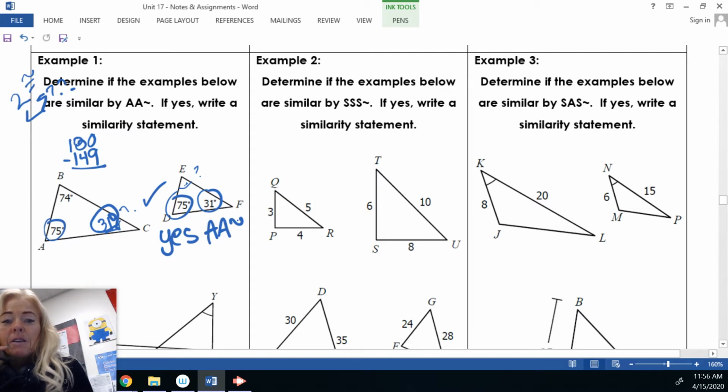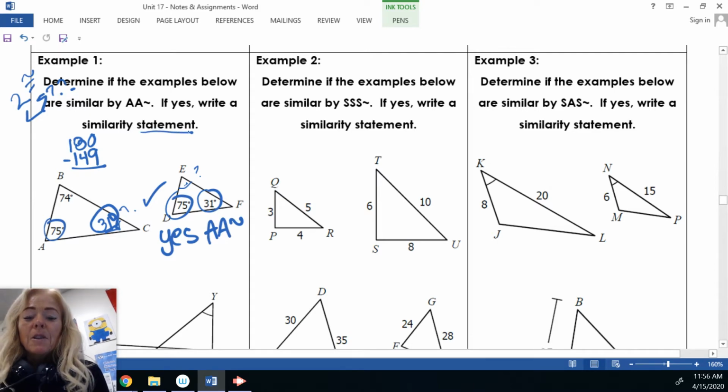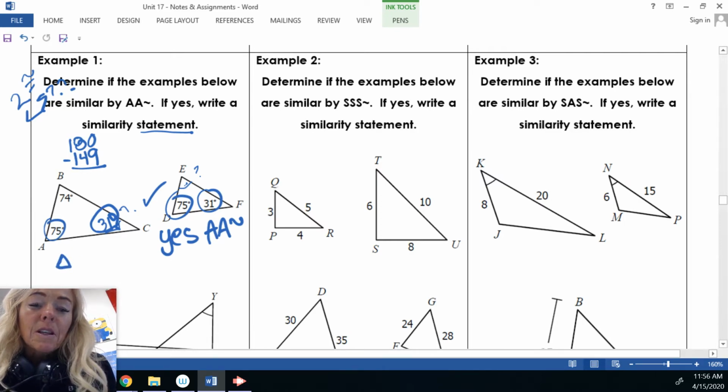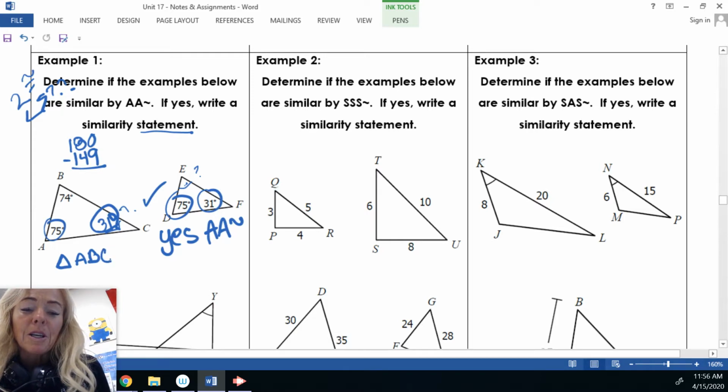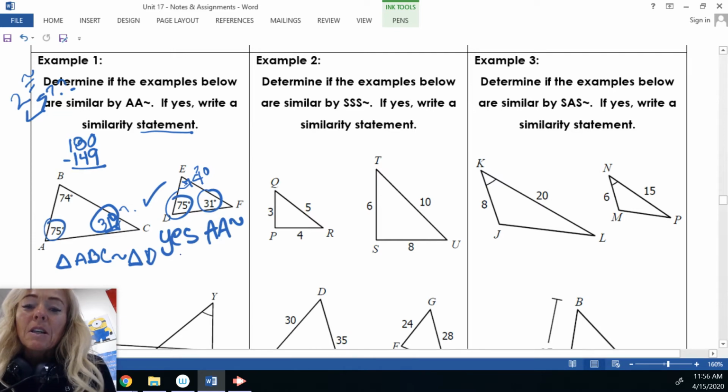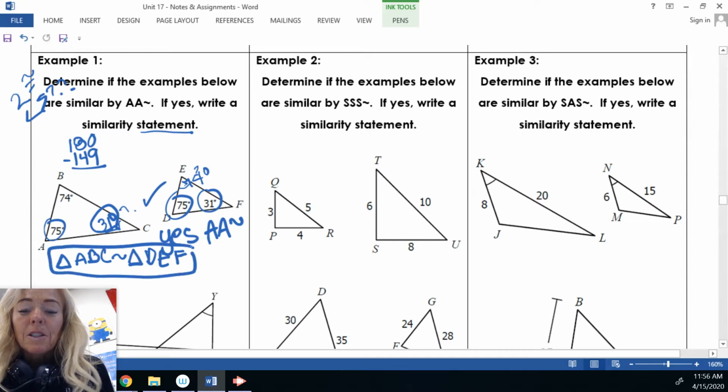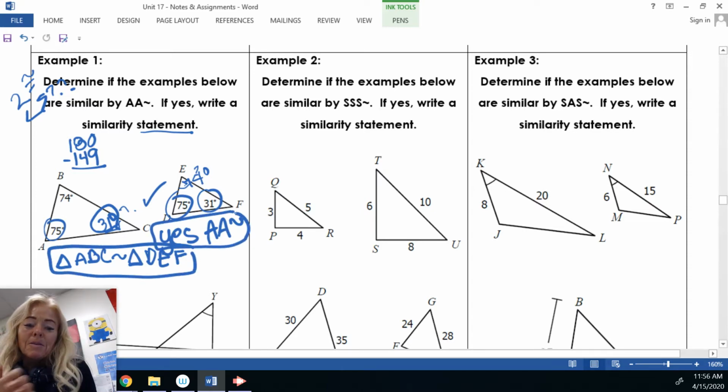Now it also wanted us to give a similarity statement, right? So that means that we set up our first triangle. How about we go greatest to smallest? So 75 first, 74 second, and 31 third, right? So triangle ABC. Then we do our little similarity symbol. And then triangle, we have to do the same. This one has to be 74 here. So D is the greatest. It is congruent to angle A, 75. And then the 74-degree angle is E, and then the 31-degree angle is F. That's our similarity statement. And yes, they were similar by angle, angle, similarity.